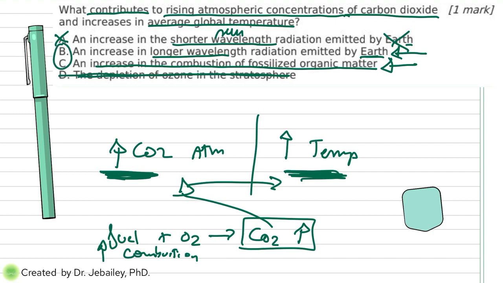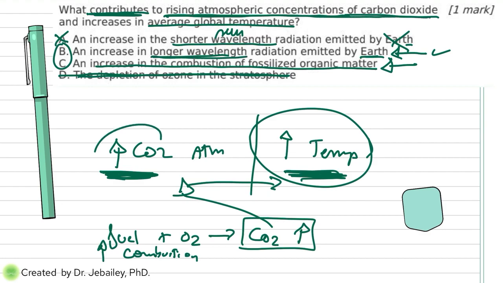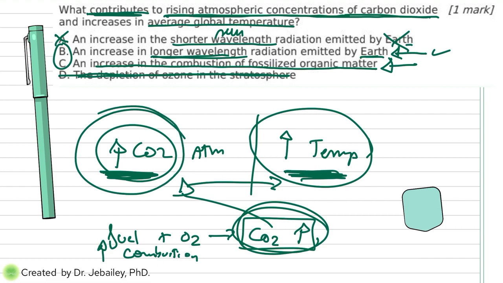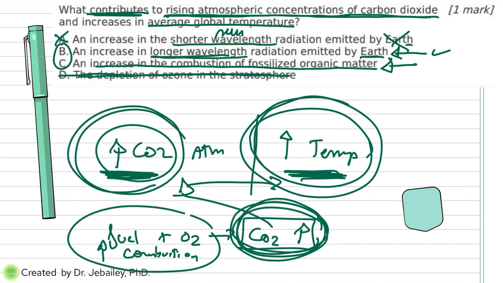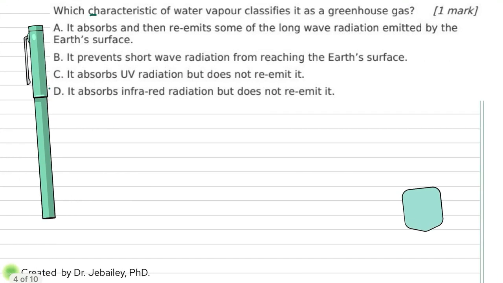Many students go ahead and quickly respond B, saying that's it for sure, because I know for sure the long wavelength increases the temperature. Yes, but it says what contributes to the rise of the atmospheric concentration of CO2. The longer wavelength does not increase CO2, but combustion increases CO2, and when you have a lot of CO2, it will eventually lead to the temperature increase. So the first cause is combustion. So the right answer is C and not B. This is the reason why I keep telling students, don't fall for the first answer quickly. Read them all.